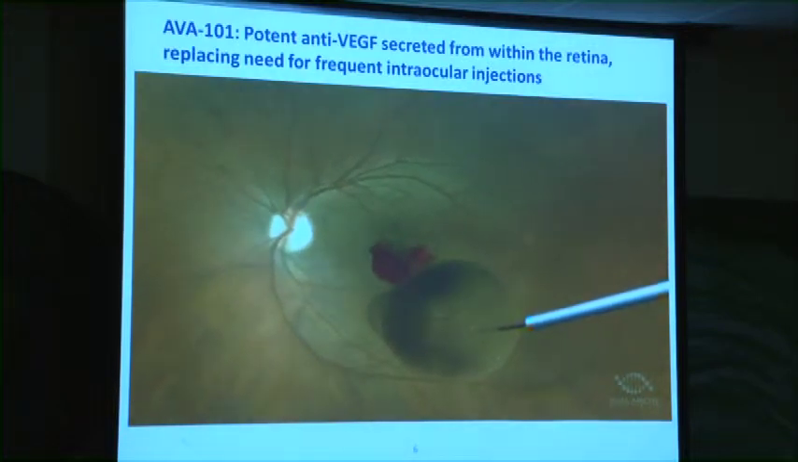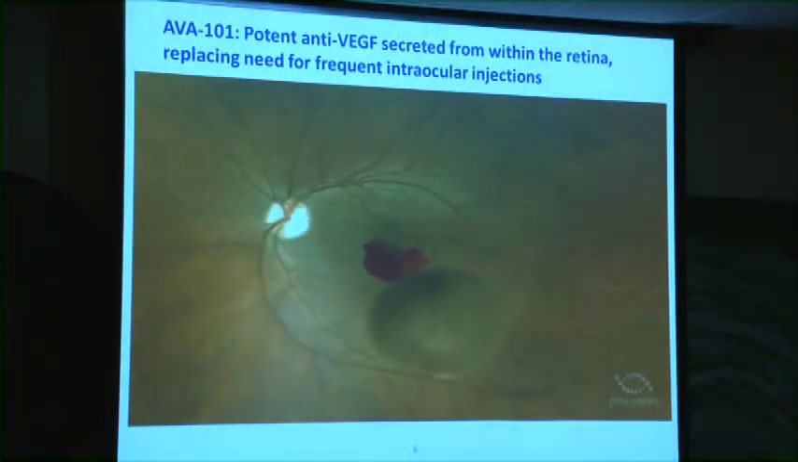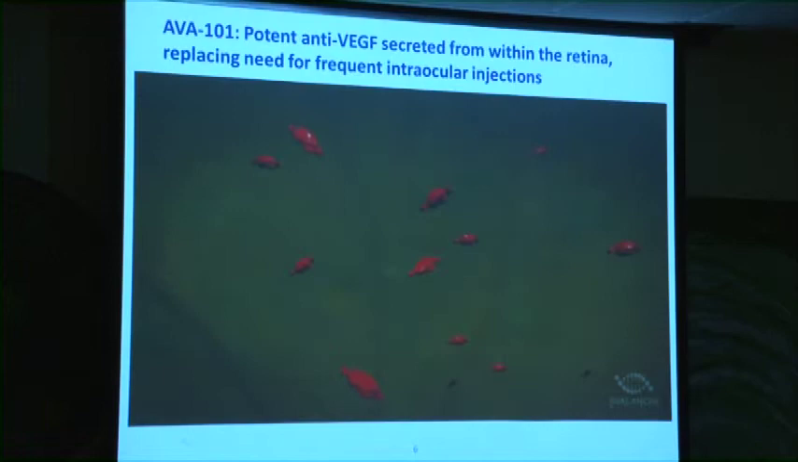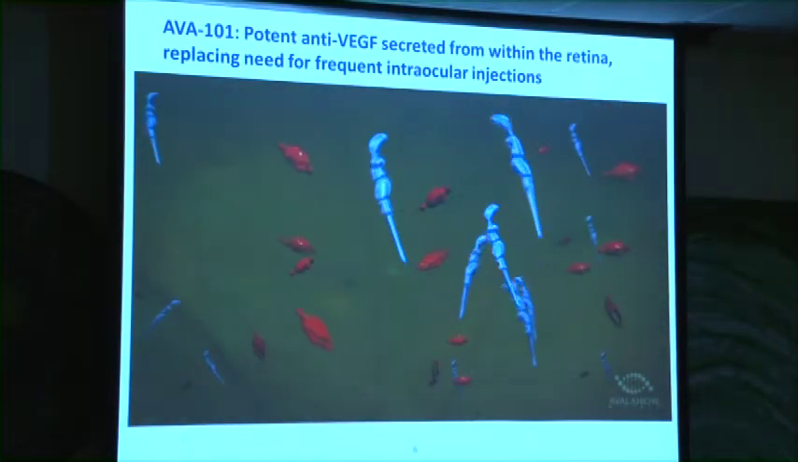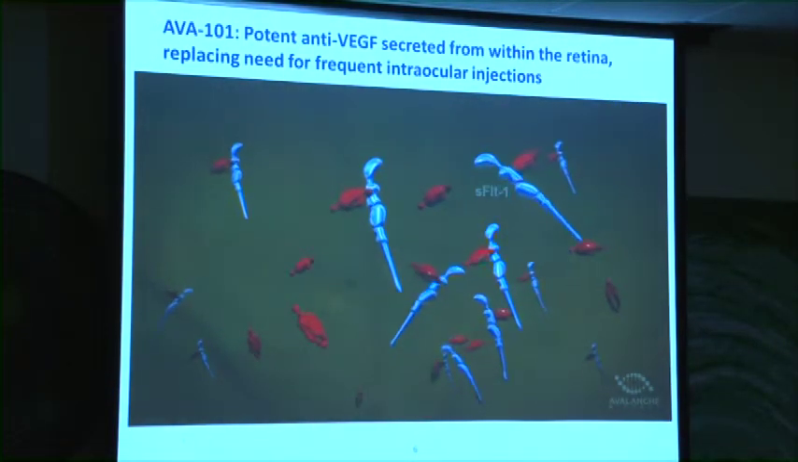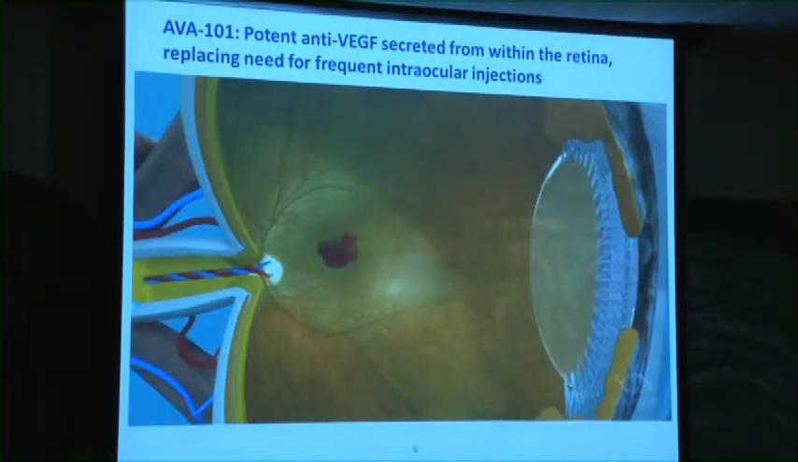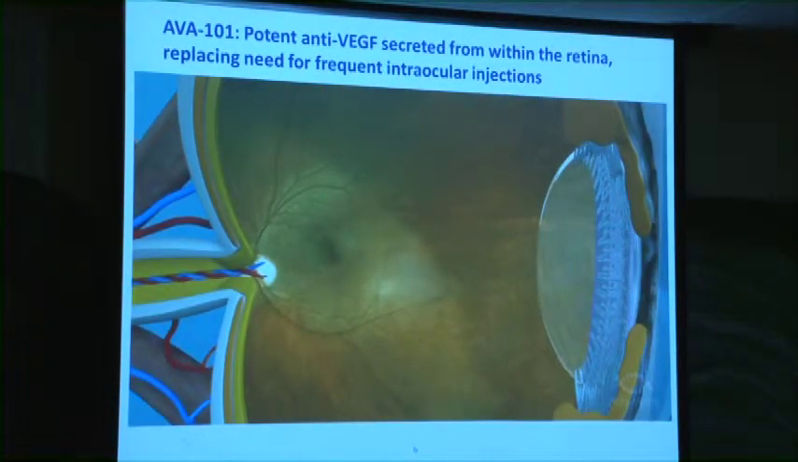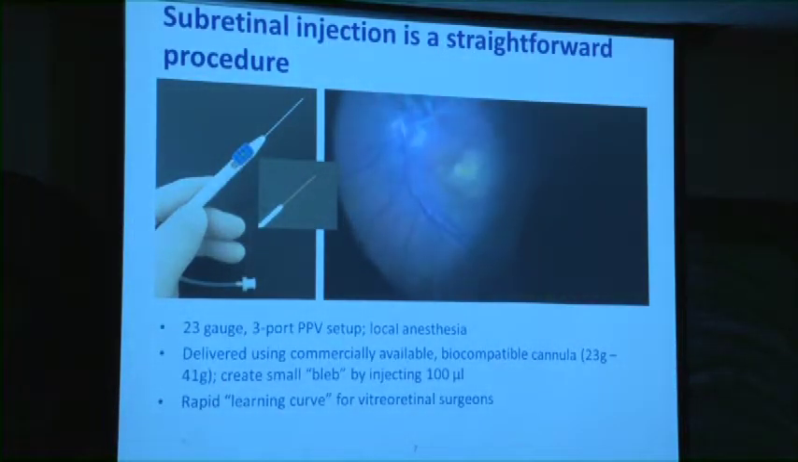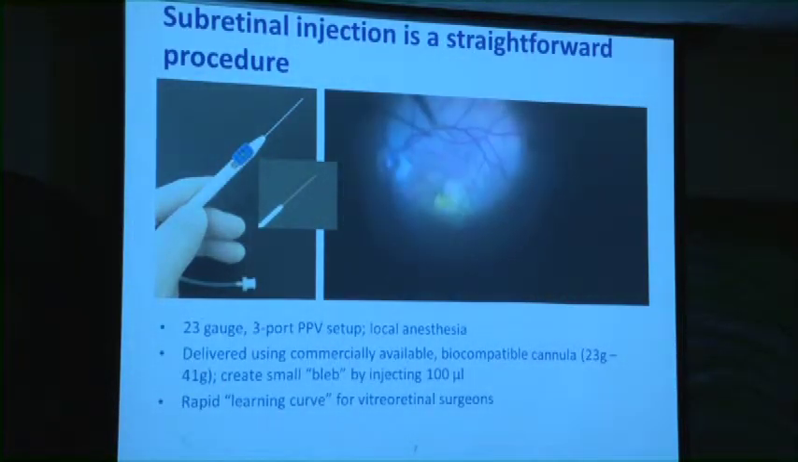It's injected in about 100 microliter volume in the central retina, but not overlapping the fovea, creates soluble FLT, which binds and inactivates VEGF and prevents signaling through the VEGF receptor. And so you can see here the procedure as done in one of our clinical trial patients.